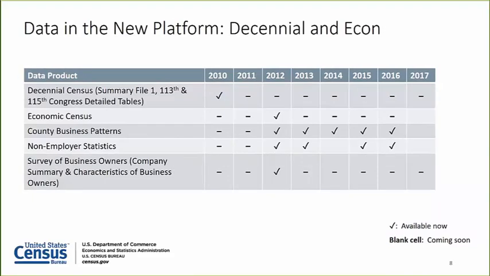All right, so here's what's available for decennial. We have SF1 as well as both 113th and 115th Congress. We still definitely have more work to do with decennial 2010. And for our economic data, most of the suite of Economic Census is available for 2012, along with 2012 to 2016 County Business Patterns, some non-employer statistics, and the 2012 Survey of Business Owners.